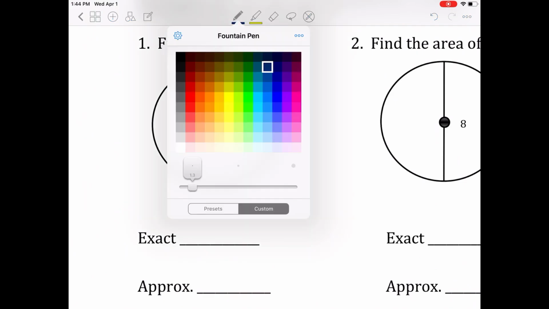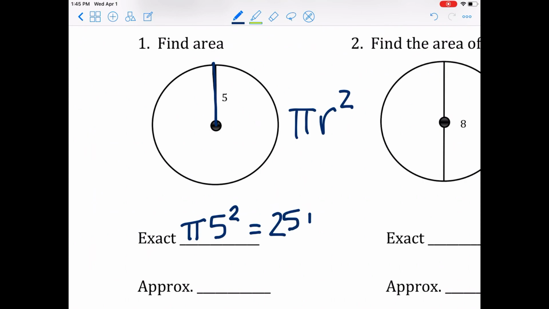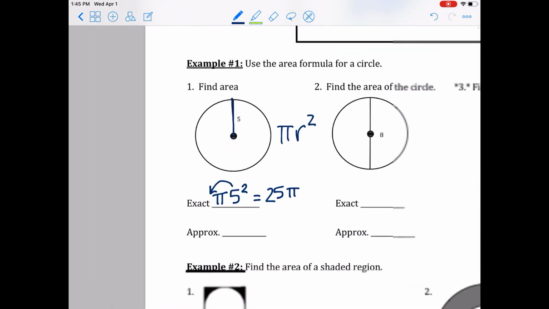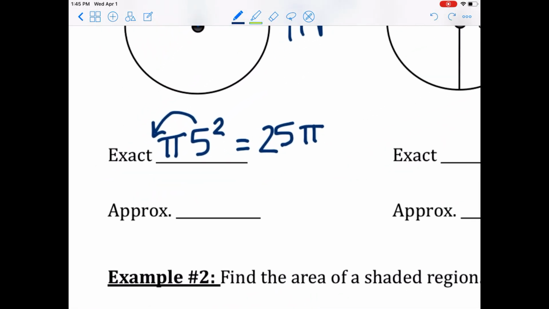Because remember, radius is half of it. So exact would be pi, remember it's pi r squared is the area. So we have pi and then 5 squared. Well, I want to write that a little bit nicer. We know 5 squared is 25, and pi. So I just moved this in the front. I know the formula says pi r squared, but it looks cleaner when you say 25 pi. So we're going to write it like that.